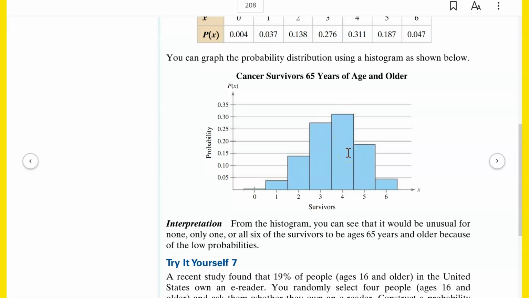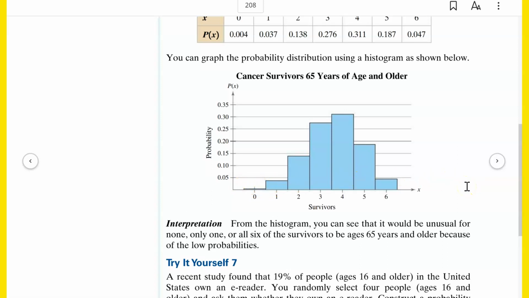Where is the shortest bars? The shortest bars are over here on the left. And in fact, you could say there are more bars to the left of the mean than there are to the right. That's called skewed left. It's a skewed left distribution. Wherever the shortest bars are, that's where the skew is. So this is skewed left.